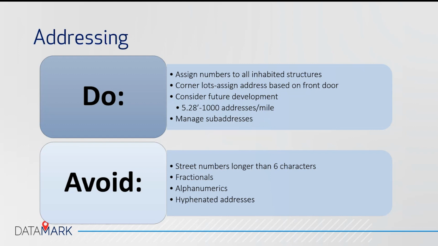Alphanumerics, you don't want to assign like a 1A. That's not appropriate. Assign an actual street number and then a subaddress off of that. And then hyphenated addresses, that's more of a way that people write out their mail. That's not an appropriate way of assigning an address. You're not going to do 100-1. It's 100, whatever Main Street, Unit 1.